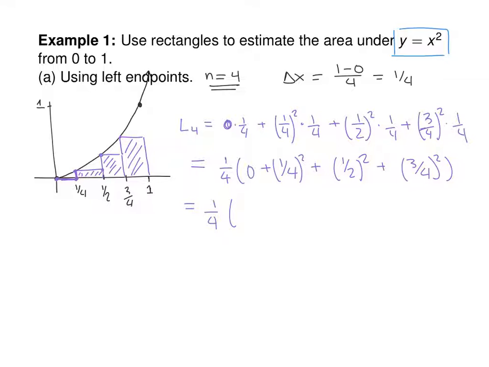So that's 1/4 times what? What's 1/4 squared? 1/16. And then 1/4, and getting a common denominator inside the parentheses, that 1/4 is the same as 4/16. So I think that gives us 14/16. Do you guys agree with that? And then you can cross-reduce that 14 and that 4, which will give you 7/32.